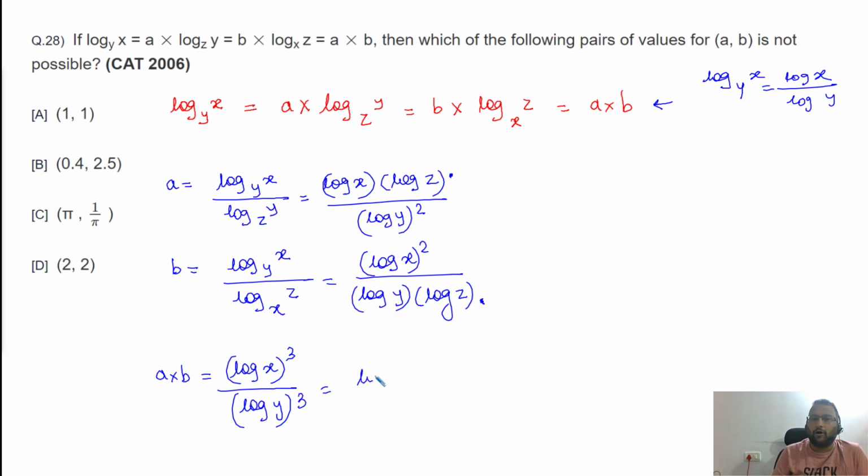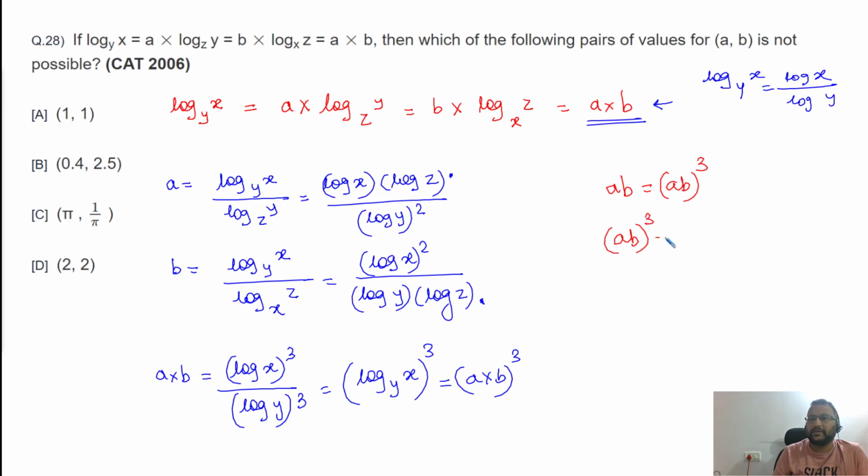That is nothing but log of x divided by log of y, which is log of x to the base y, bracket cube. And log of x to the base y is equal to a cross b. So this is nothing but a into b bracket cube. So finally what we got over here is a into b is equal to a into b bracket cube. So a into b bracket cube minus a into b is equal to 0. Take ab common. In the bracket, ab bracket square minus 1 is remaining.